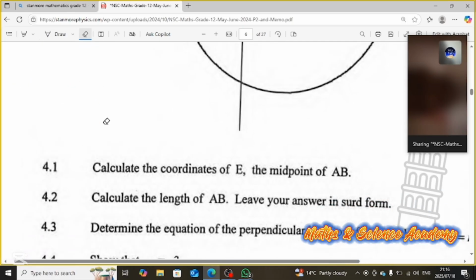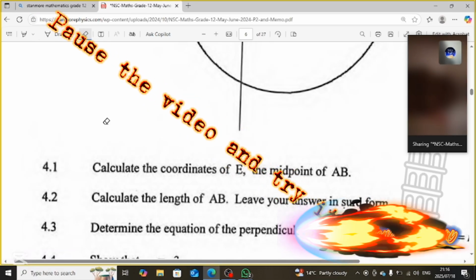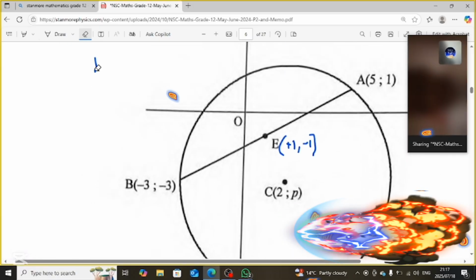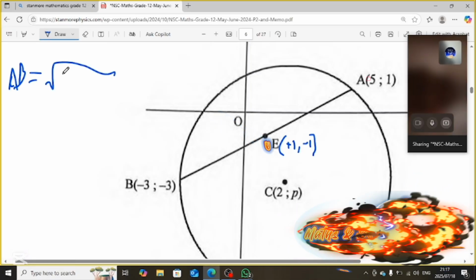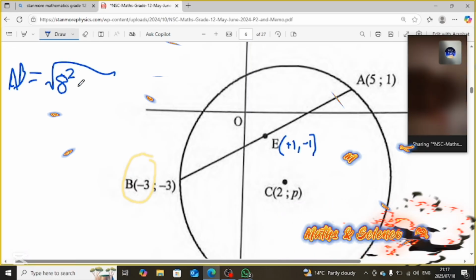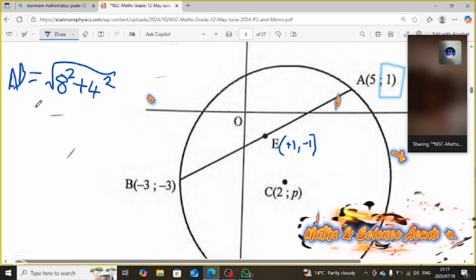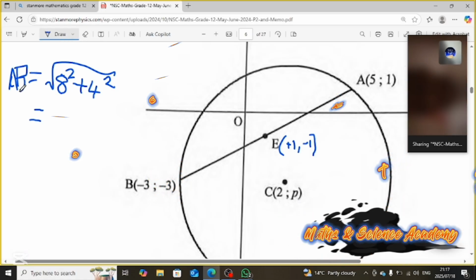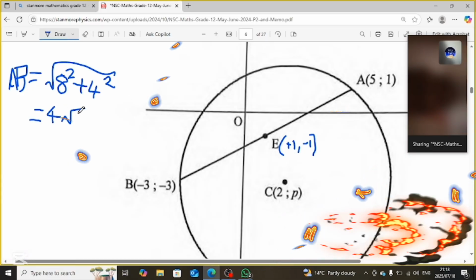Question 4.2. Calculate the length of AB. Leave your answer in surd form. We will be using the distance formula, x of A as 5 minus x of B as -3, giving us 8 squared, plus y of A as 1 minus y of B as -3, giving us 4 squared. Therefore, the length of AB will be 4 root 5.